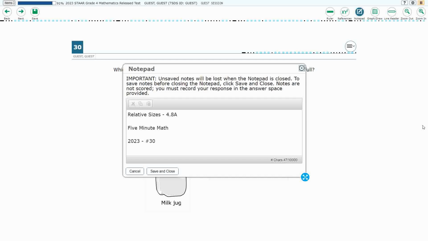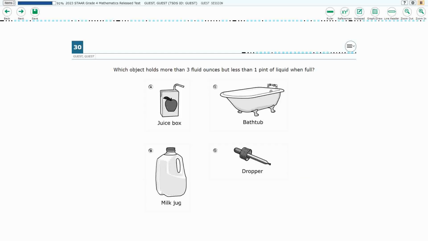Today we are looking at the fourth grade concept of relative sizes. This is standard 4.8a in the great state of Texas, and we are using item number 30 of the 2023 released STAAR test. If you haven't done so already, please go ahead and pause the video, work this problem out on your own, unpause it, and we will look at our answers together.